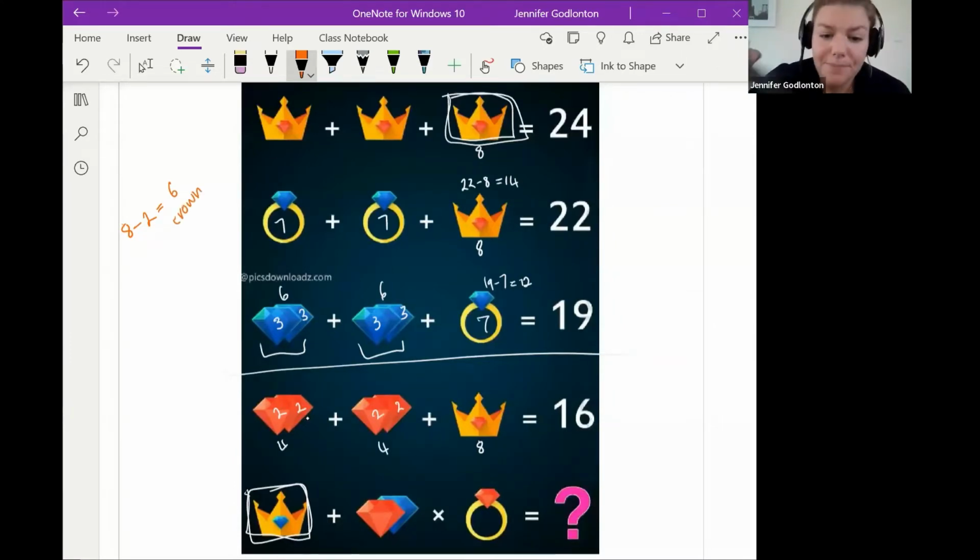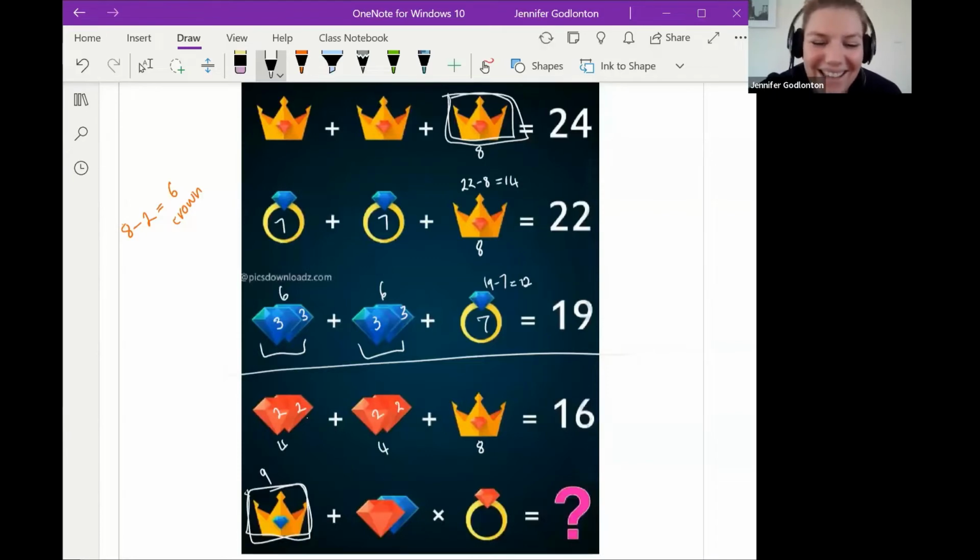Okay. And so if I'm looking down here, I'm saying, well, this is a crown plus a blue ruby, and a crown is 6 and a blue ruby is 3, which means that that is 9, because it is a crown plus a blue ruby.